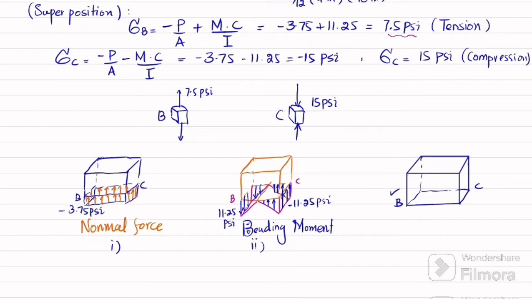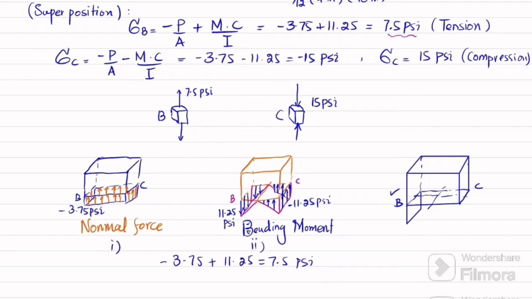There is no need of a negative sign, but I will show you here that the net force at point B is minus 3.75 plus 11.25. That will give you 7.5 psi. So at point B, this will be 7.5 psi. I can write it downward like this. This is its axis. Okay.